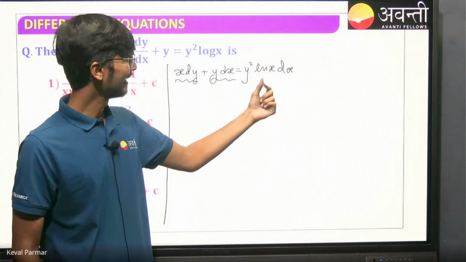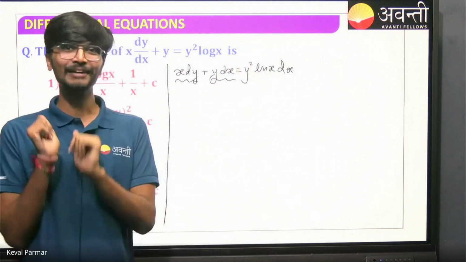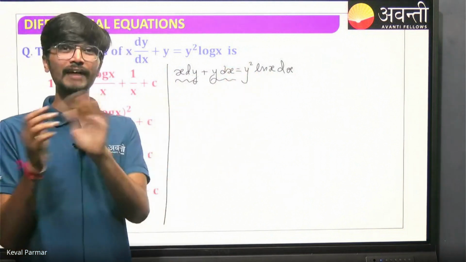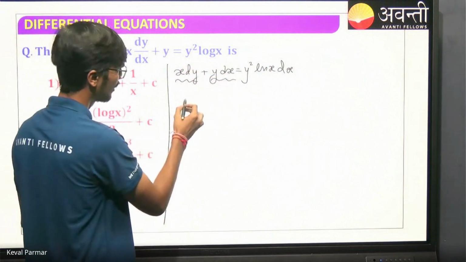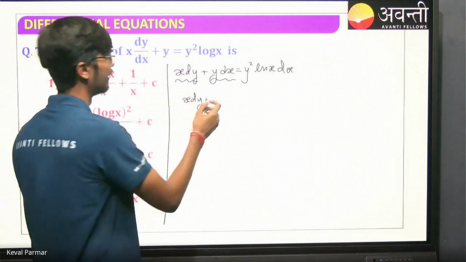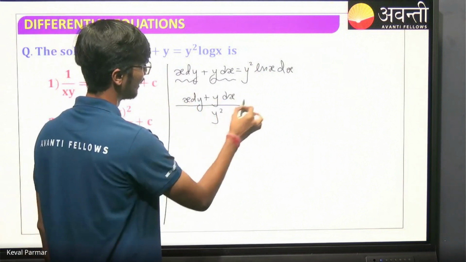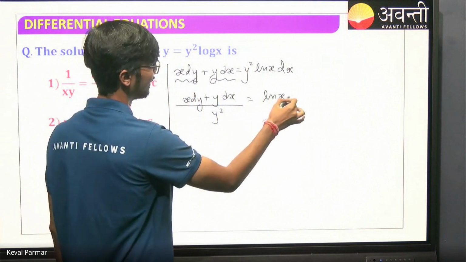On the right hand side, we see dx. So ln x is happy, but y square is unhappy. That means I need to get rid of y square. So I'll divide by y square. So I'll get x dy, group all the unhappy terms on one side, plus y dx upon y square is equal to ln x dx.